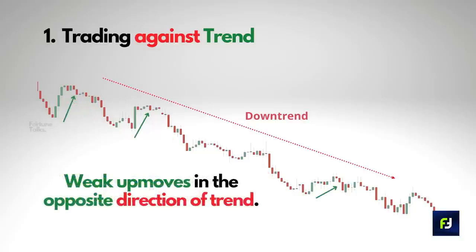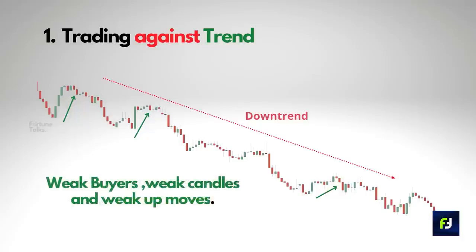For example, let's look at the bull traders who are going long in a bearish market. Look at these up moves or corrections that result from trading against the trend. These are up moves which are very sharp and very limited. You can see that the strength of the bulls is very weak compared to the bears from the size of the candles formed.